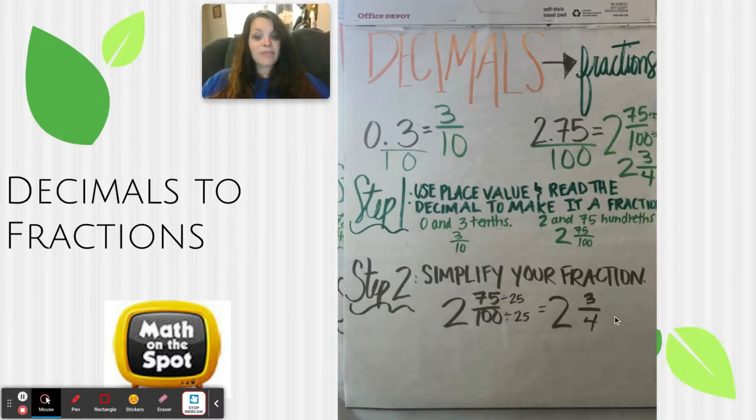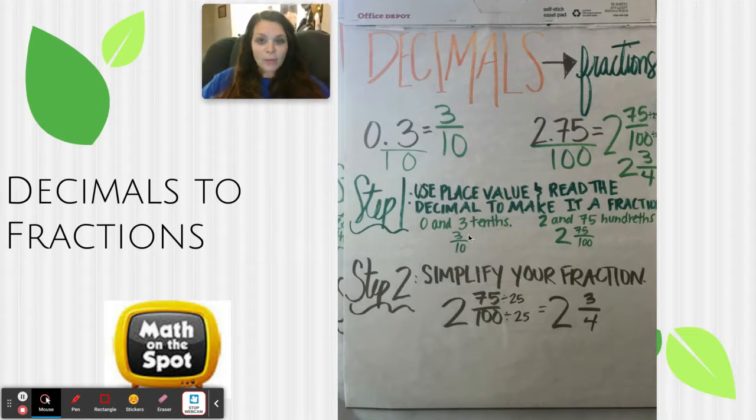So my simplified fraction is 2, because I need to keep my whole number the same, and 3/4. So I hope you understood that. If you didn't, remember to pause, go back, rewatch whatever you need to rewatch. I'm going to go ahead and just do a really quick overview of it before I get off here.